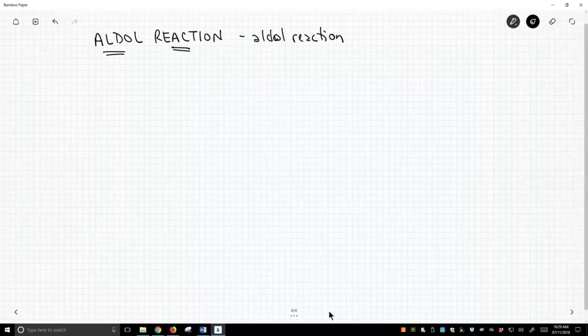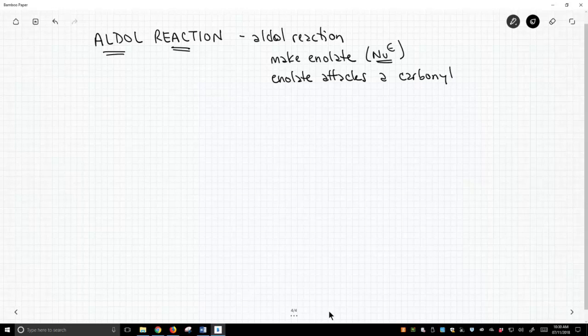What is the aldol reaction? The aldol reaction is where we make an enolate. No surprise there. We've been talking about enolates. And of course, an enolate is a nucleophile. And then the enolate attacks a carbonyl. Okay, that's kind of cool. So we made this strong nucleophile, and then we react it with another carbonyl, which is an electrophile.